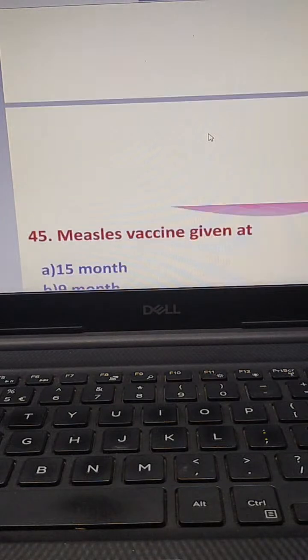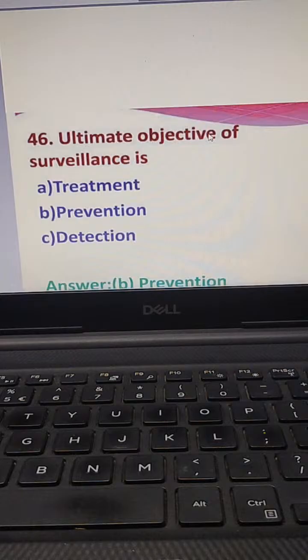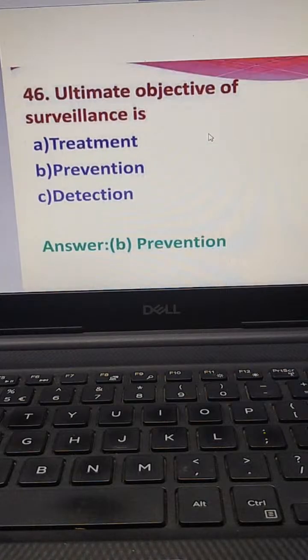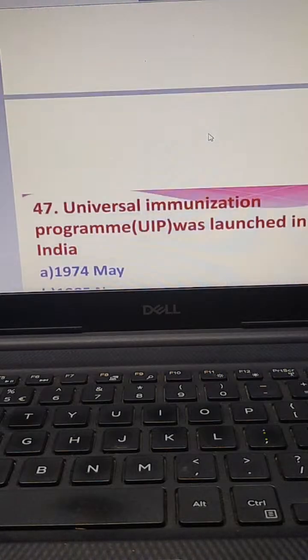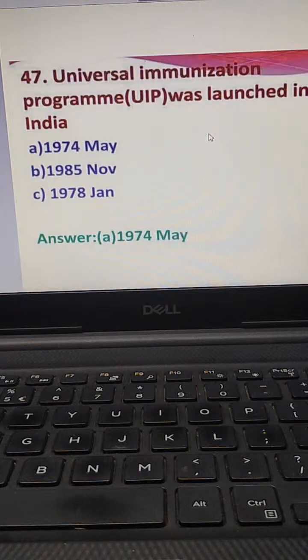The next, measles vaccine is given at 15th month, 9th month, 1 year. The answer is 9th month. The next question, ultimate objective of surveillance is treatment, prevention, detection. The answer is prevention. Then next, universal immunization program was launched in India 1974 May, November 1985, January 1978. The answer is 1974 May.